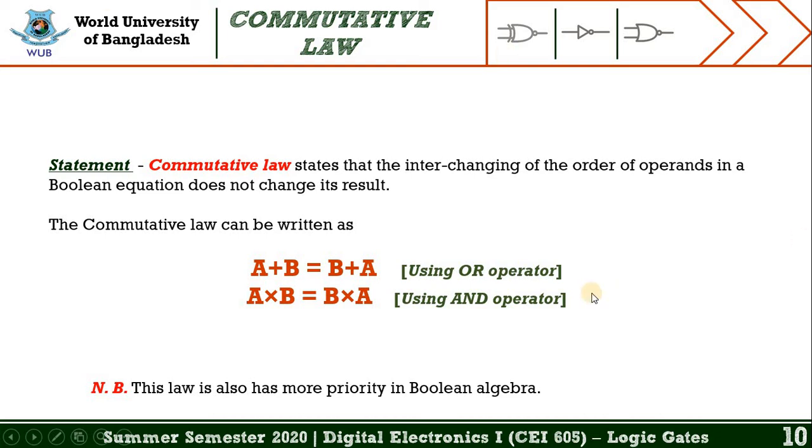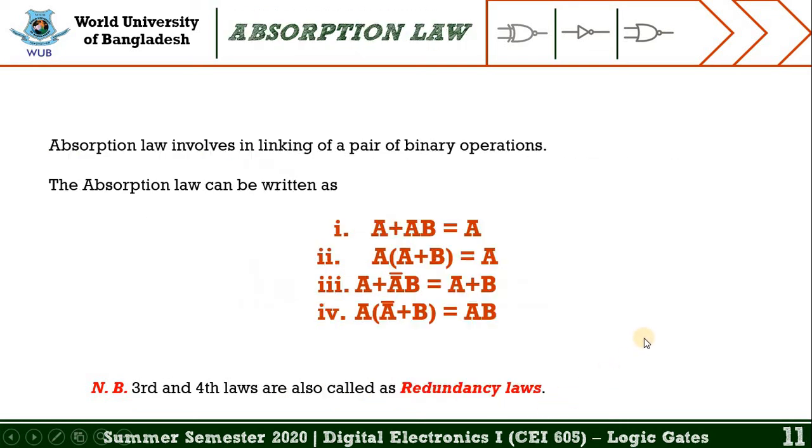Now from this slide we may learn about the commutative law. So let's start with the statement, which states that interchanging the order of operands in a Boolean equation does not change its result. The commutative law can be written as A or B is equal to B or A, which is using OR operator, and the second one is A and B is equal to B and A, which uses AND operator. This law also has high priority in Boolean algebra.